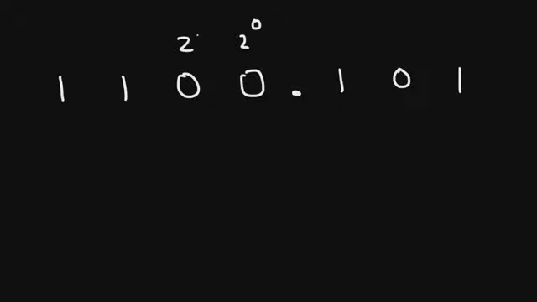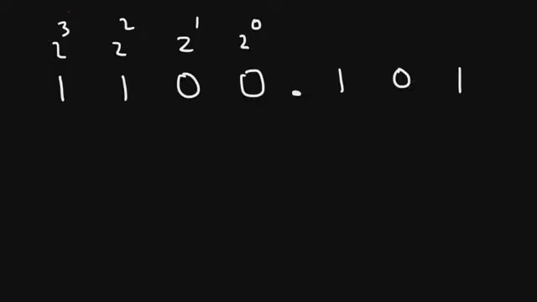Now, what if you're given a fractional binary number, how can you convert that into a decimal number? For instance, let's say you have the number 1, 1, 0, 0 with a decimal point and then 1, 0, 1. How can we convert that into a decimal number? So the first number that's to the left of the decimal point, that's 2 to the 0 as always, and then 2 to the first, 2 squared, and the last one is associated with 2 to the third. But what about the numbers to the right of the decimal?